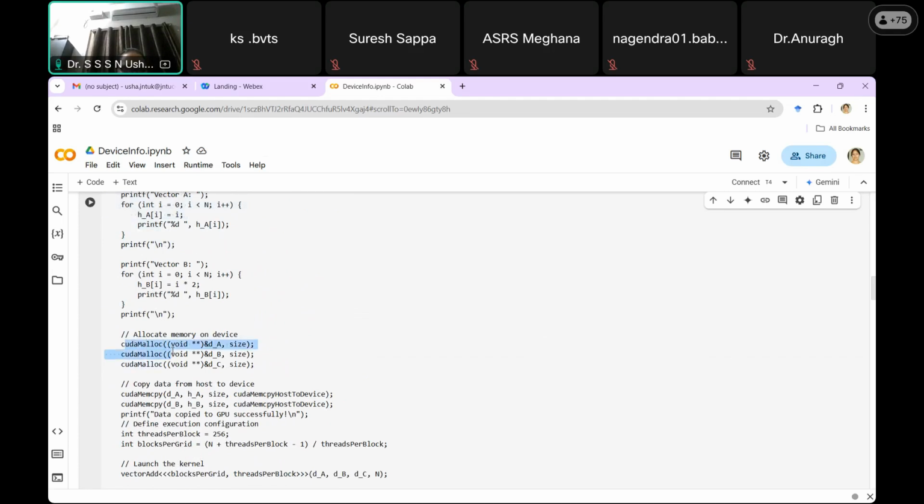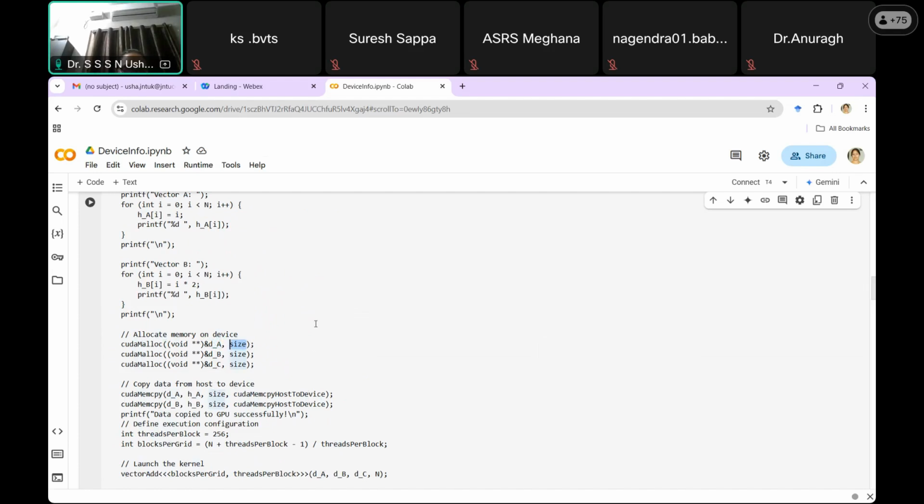So CUDA malloc void star ampersand D_A. So what is this D_A? It is the address on the device where we need to keep the data. So we need to create that much size of data. Okay, void star. So here we copy the data from host to device.